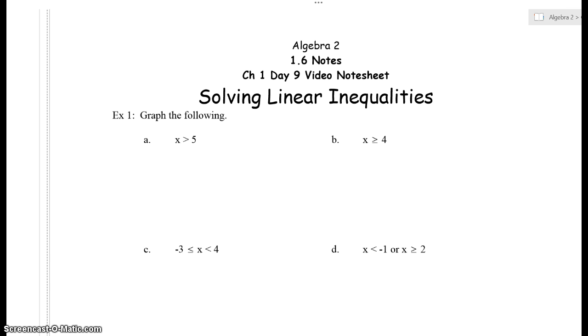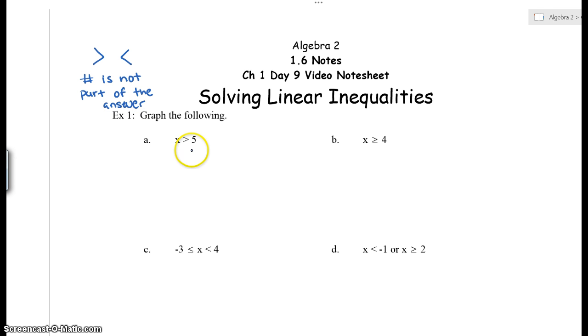When you're solving and graphing linear inequalities, I want you to pay attention to a couple of sign changes. So I'm going to write two of the signs up top. This is the greater than and this is the less than symbol. These are symbols that we use when the number is not part of the answer. So, for example, in this one, x is greater than 5. That means that 5 is actually not one of the answers.